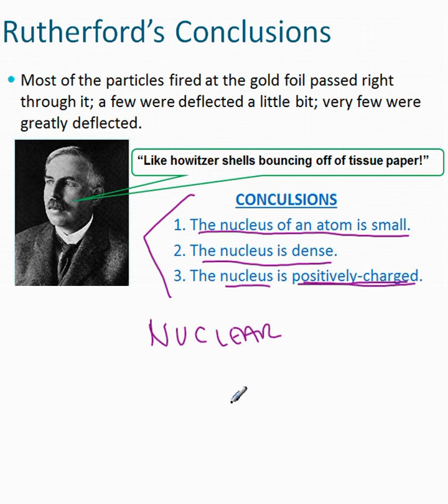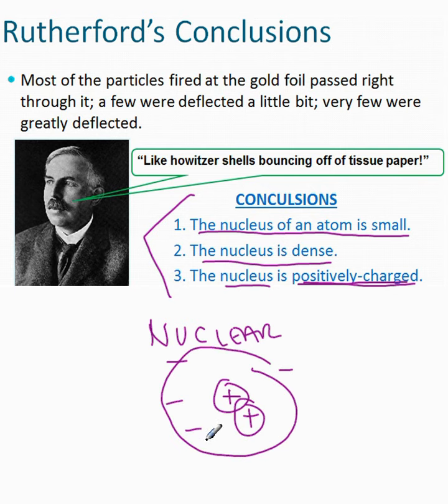You have positive charges, protons, in the nucleus. Then around the outside, you have the electrons. That was the idea when we talk about a nuclear model of an atom. That's what they're referring to.